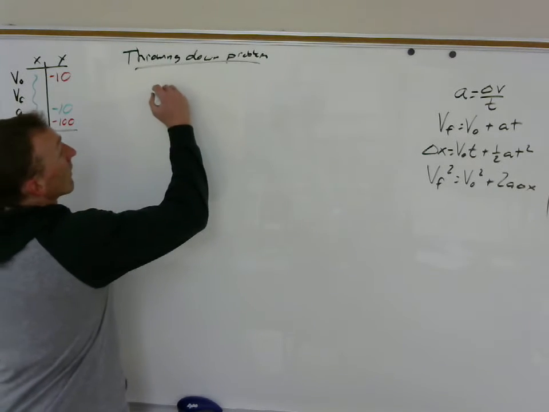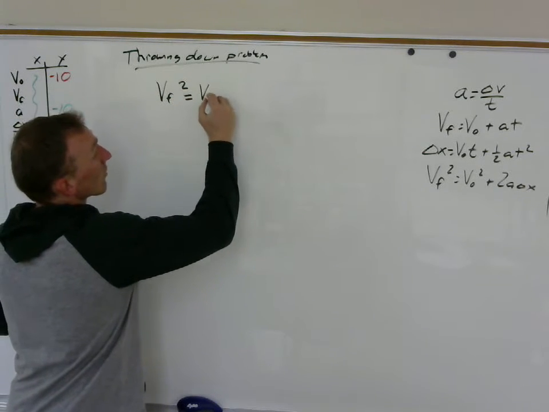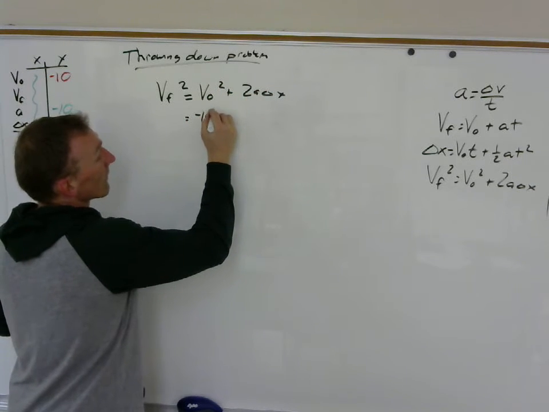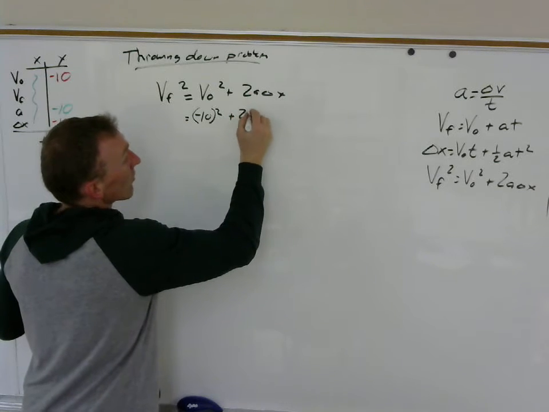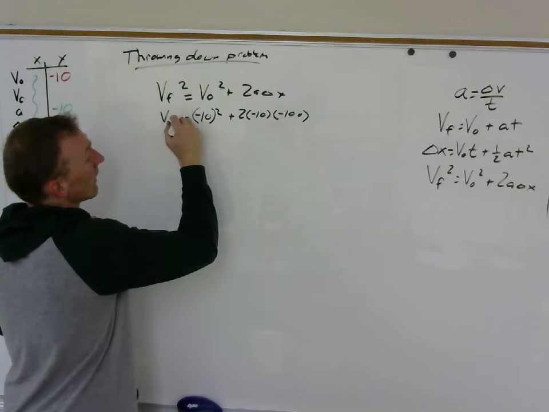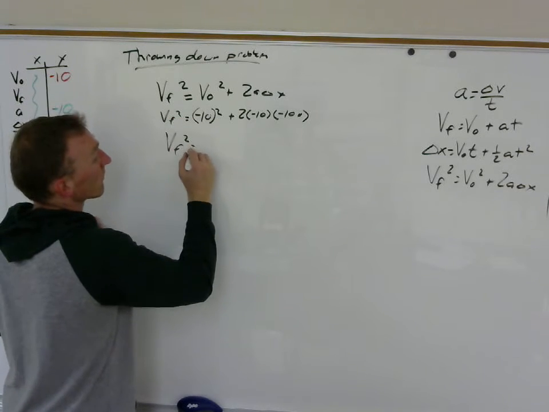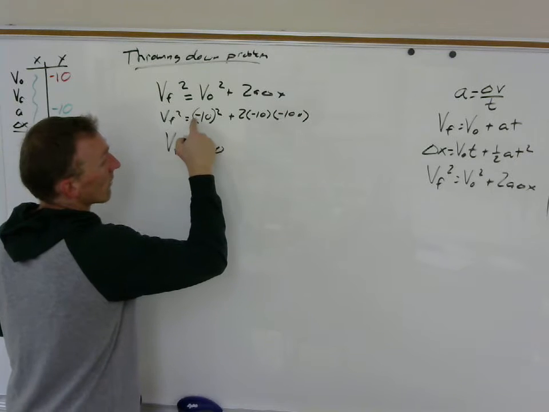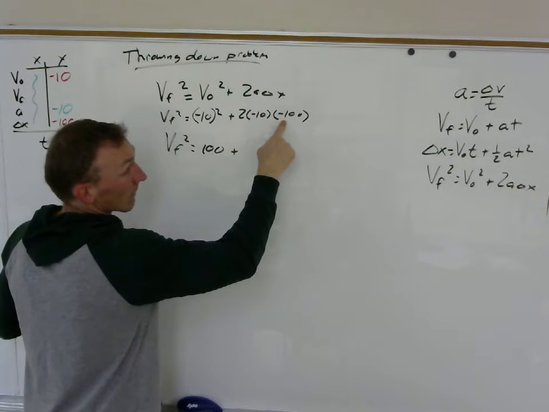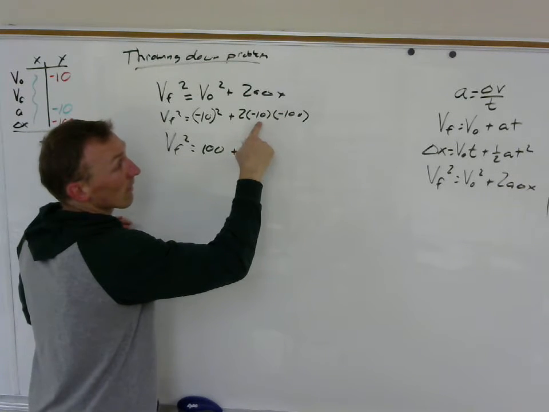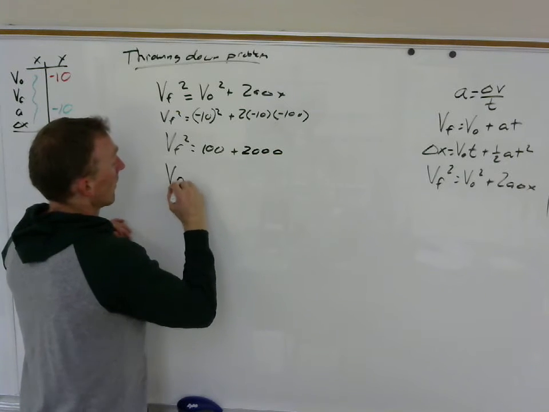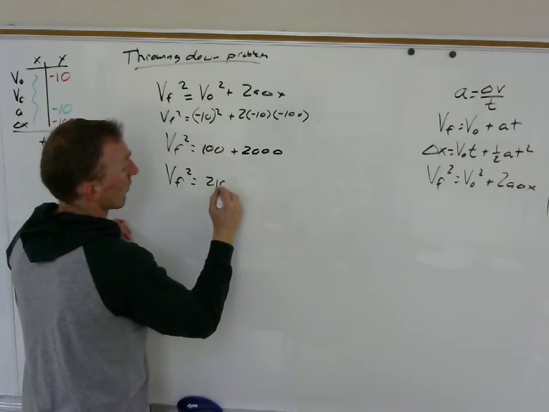So I have my final velocity squared equals my initial velocity squared plus 2a change in x. My initial velocity is negative 10 squared, plus 2 times negative 10 times my displacement of negative 100, equals my velocity squared. So the first term equals 100, right? A negative squared, negative times a negative is a positive. Plus, we got a negative and negative again, which is going to make it positive. That's 1,000 times 2 is 2,000. So my final velocity squared equals 2,100.